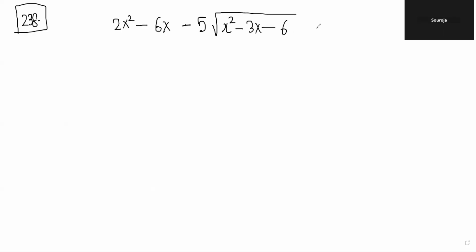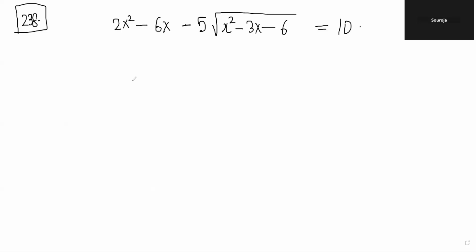My first thought was to make y equal to root of x square minus 3x minus 6. That's the correct thought. But you have not followed through on your first thought. That's why you're not getting it.